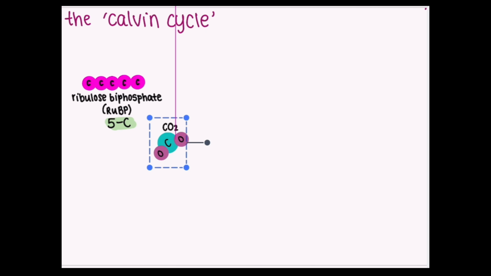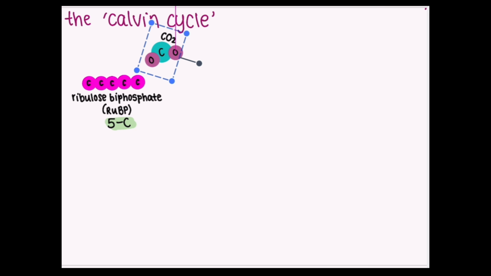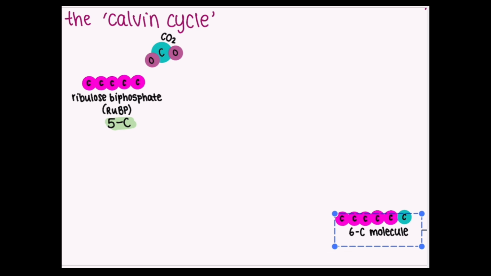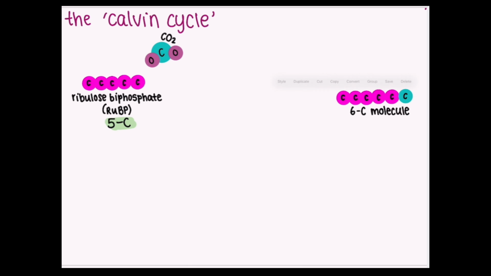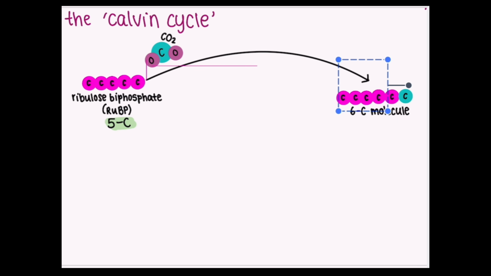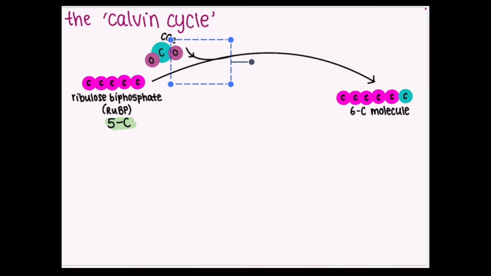The first step of the Calvin cycle is a process that we refer to as carbon fixation. And what that means is the carbon atom from carbon dioxide gas that has diffused into the chloroplast is incorporated into a new molecule. So it's added on to the ribulose biphosphate, the RuBP. So this 5-carbon molecule becomes a 6-carbon molecule. And this process of carbon fixation is catalyzed by a specific enzyme called rubisco. And rubisco will be found in the stroma of the chloroplast, ready to catalyze this particular reaction.